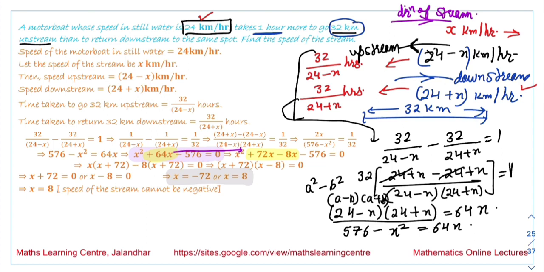We are saying the first value is not possible, the speed we are talking about is not negative, so we write that x is equal to 8. We have assumed x is the speed of the stream, so the speed of the stream is 8 km per hour.